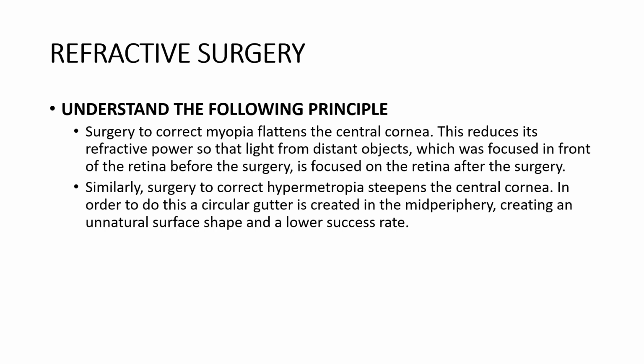Then surgery to correct hypermetropia steepens the central cornea. In order to do this, a circular gutter is created in the mid-periphery of the cornea. This then creates an unnatural surface shape and has a lower success rate.